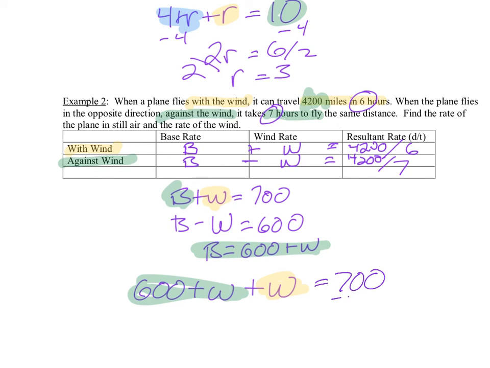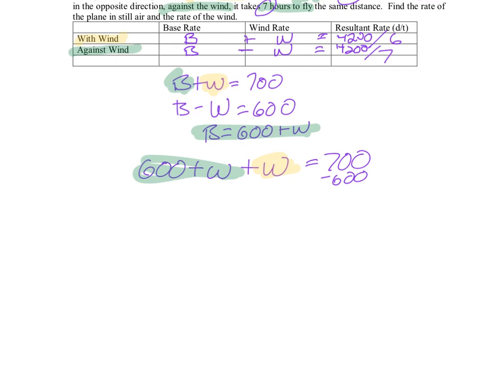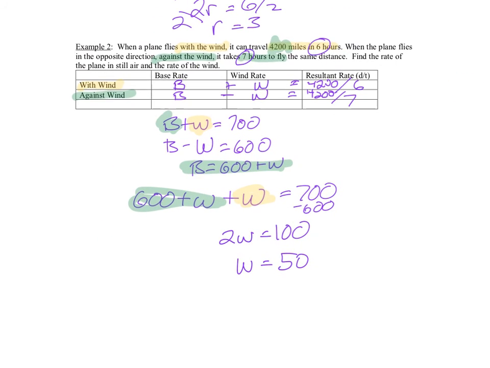I subtract the 600, and I add the two W's. I get 2W equals 100. Divide both sides by 2. W is 50. So this is the wind rate. That's supposed to be an M. Let's do this better. 50. This is an M, miles per hour.